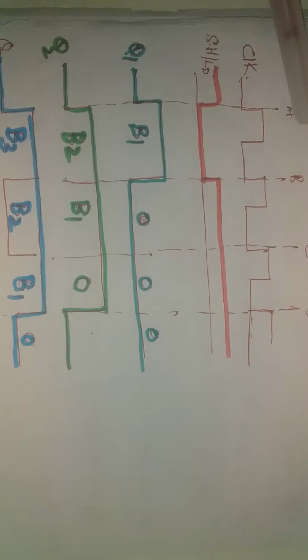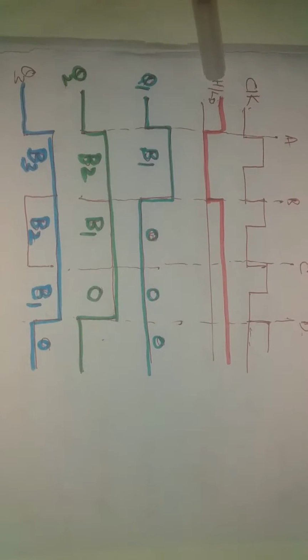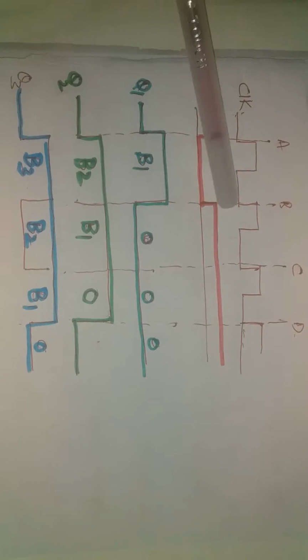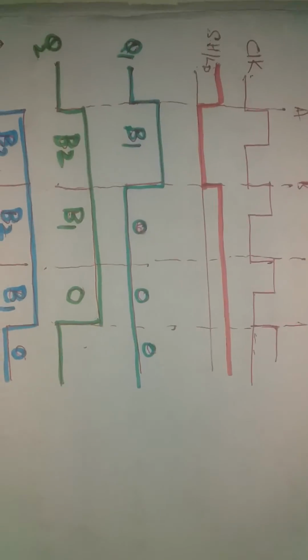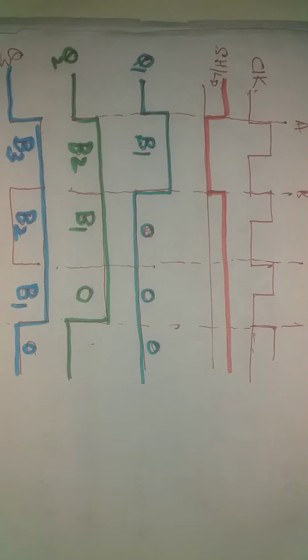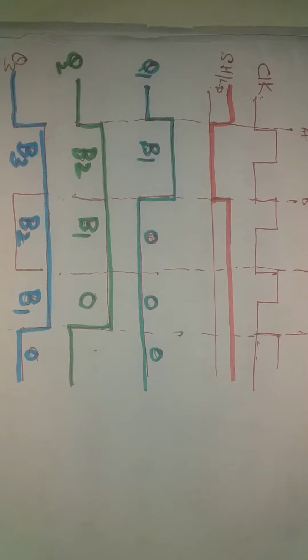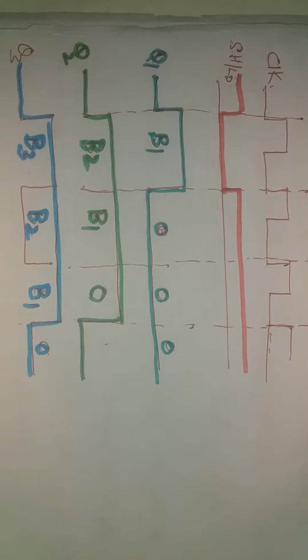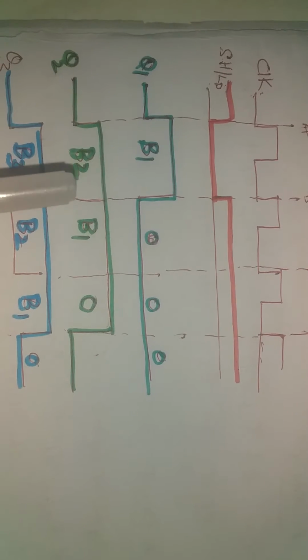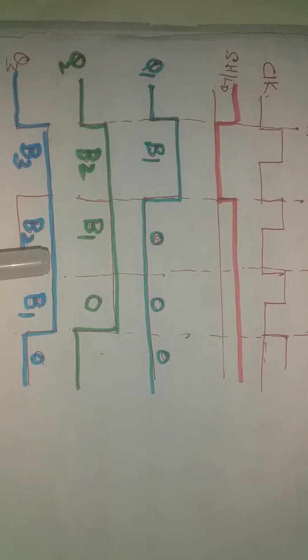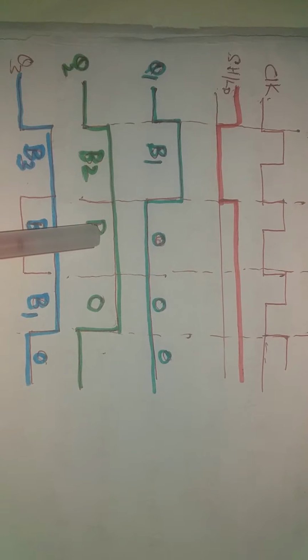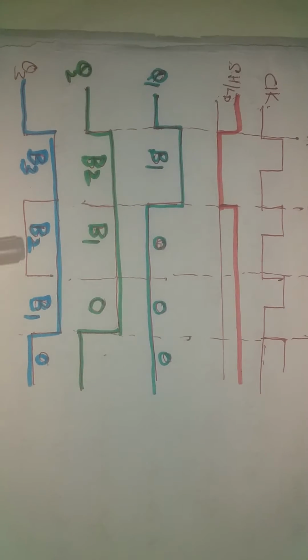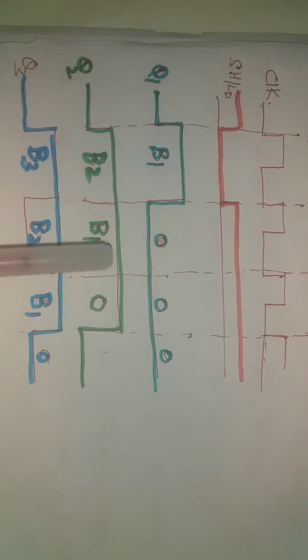Now at time instant B, what is happening? We are making this control line go high. So now all the AND gates A1 become enabled, A2 become disabled. Now the data is shifted towards the right serially. Okay, so the previous state of Q1 is now available as output of Q2. Previous state of Q2 is now available as output of Q3. So the word is 0, B1, B2.